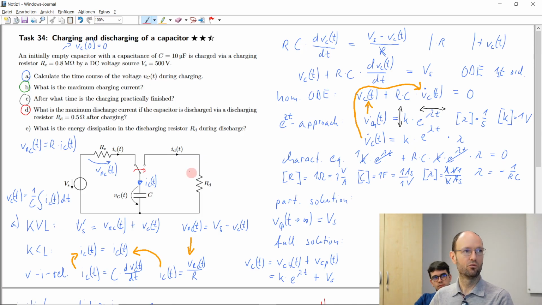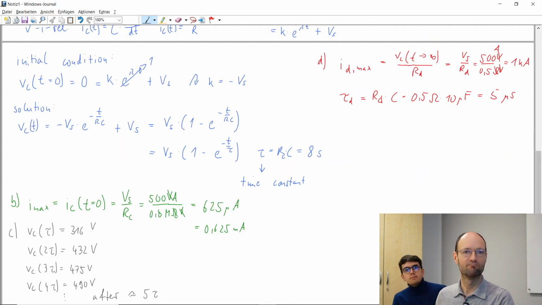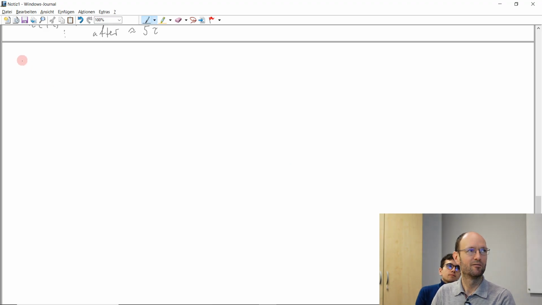Okay, so then we can have a last look at this task E. What is the energy dissipation in the discharging resistor during discharge? So how much energy is converted here into heat, or how much energy would be converted into light if we would have this flashlight as just discussed? We've got the formula E equals half CV squared for an energy calculation. So say again, energy is? Half C voltage squared. Exactly.